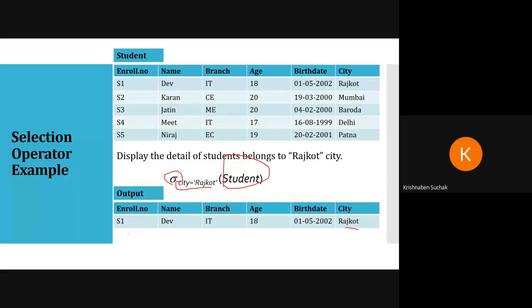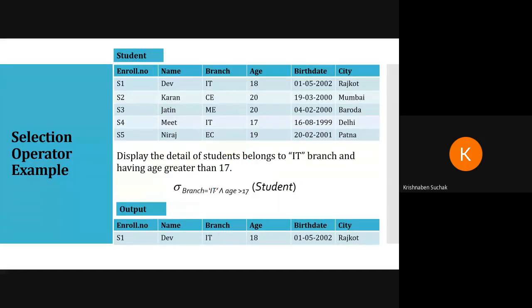We select a particular value, and based on this condition you get the result. Okay. So next is sigma branch equals IT, and this is the AND operator. Branch equals IT and age greater than 17. So here we get the records of students who belong to the IT branch and whose age is greater than 17. Only one is shown. Here also there is 17, but that is equal to, and here we have taken the greater than sign. So we get this one record.